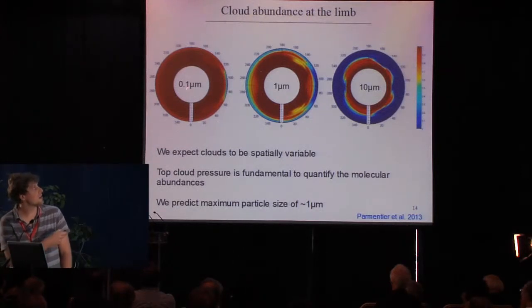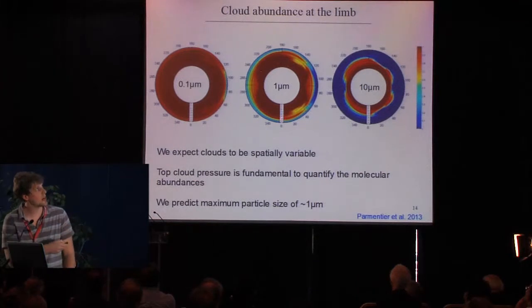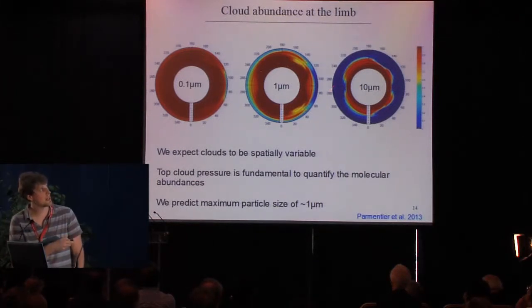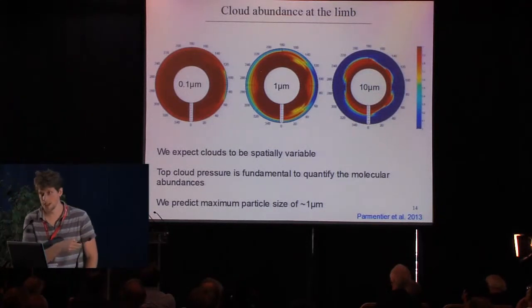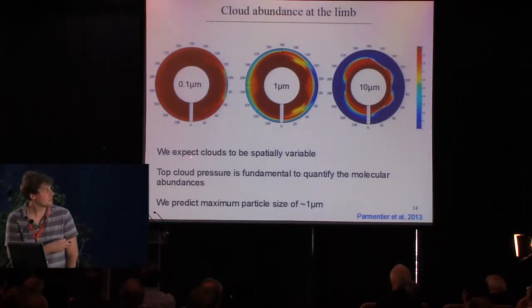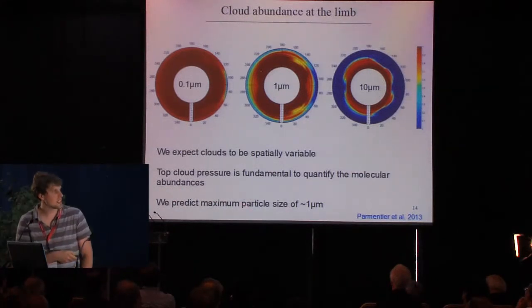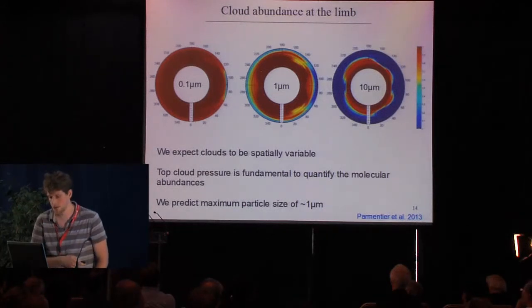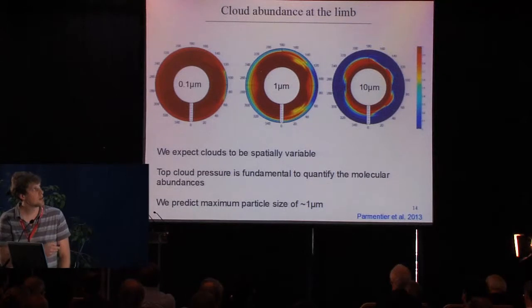So you can see that for 0.1 micron particles, they're expected to be everywhere. 1 micron particles are slightly depleted, whereas particles larger than 10 microns are completely depleted from the atmosphere of the planet. So what do models tell us? That we expect a maximum particle size of around 1 micrometer, which is for the moment consistent with the few observations that exist. And here, what can we try to learn?